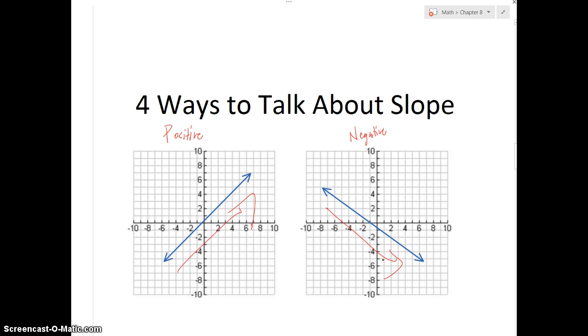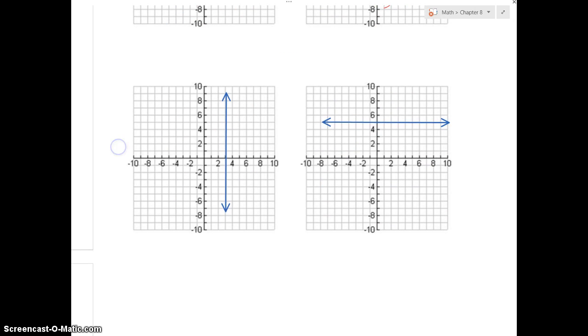What we have yet to talk about is the following scenario. What is the slope when you have simply a vertical line right here? Or what's the slope when you have a horizontal line over here on the right? What I'm going to say today is that these are both special types of lines, and they are special equations. These are the ones that we have to watch out for as we talk about this new topic today.